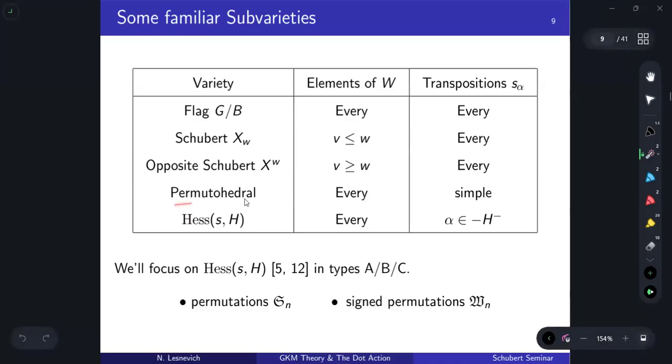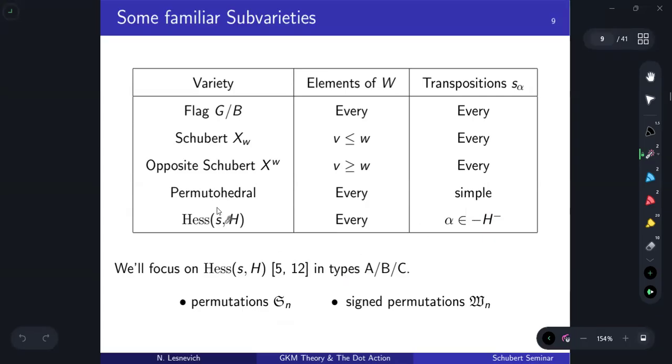If I want to build out the permutahedral variety, I still have every T fixed point, but I'm not allowed to build every single edge that I possibly could combinatorially. I'm only allowed to build edges with a right multiplication by simple transpositions.